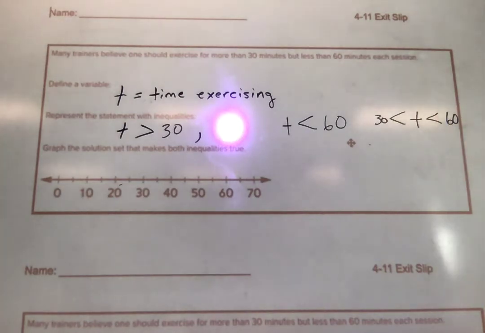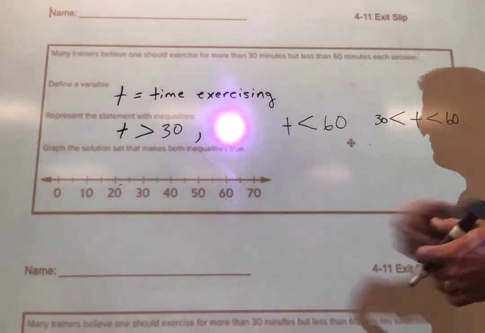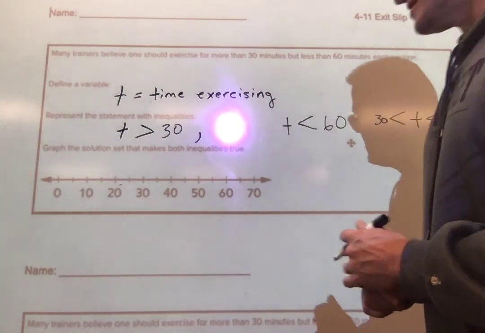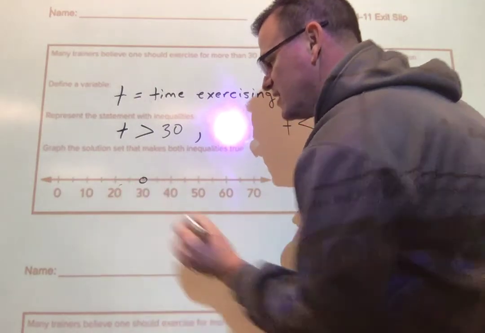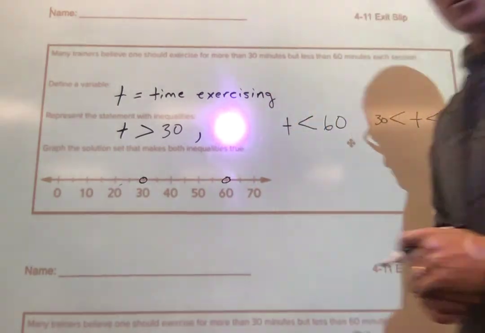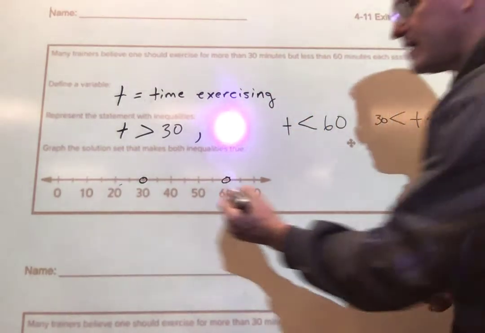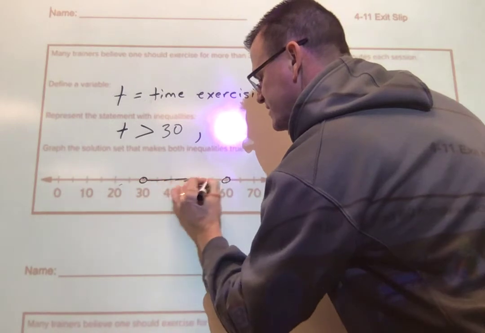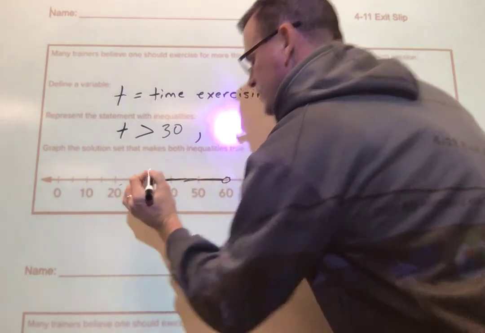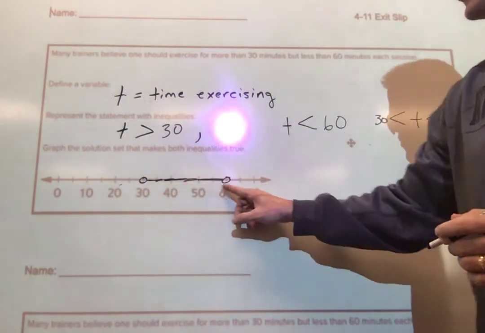So to graph that solution set, we need to show all the time between 30 and 60 minutes. So again, it's not exactly equal to 30 or 60, so I'm going to use an open circle on 30 and an open circle on 60, and I'm going to shade everything in between there because they're supposed to go greater than 30 but less than 60.